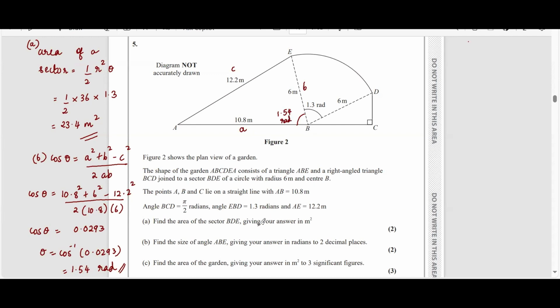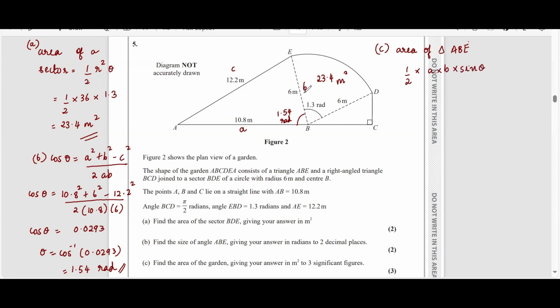Now find the area of the garden, giving your answer in meter squared. This is the last part, part C. We already have the area of the sector as 23.4 meter squared. Let's find the area of triangle ABE. We have a, b, and the angle connecting them, so let's use the trigonometric area of a triangle formula, half a b sine theta.